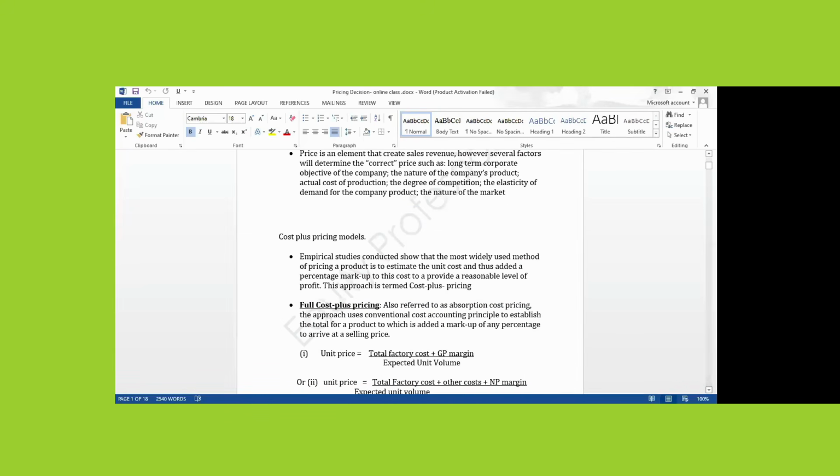All right. We have introduced costing. We have introduced pricing. What are the methods of setting prices? What are the methods that you can use so as to determine the selling price of a product? We have the cost plus method. Cost plus pricing method.